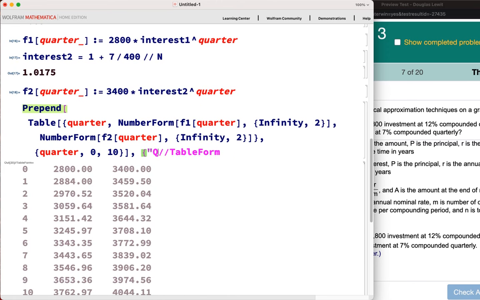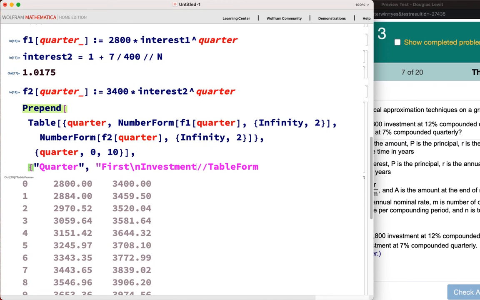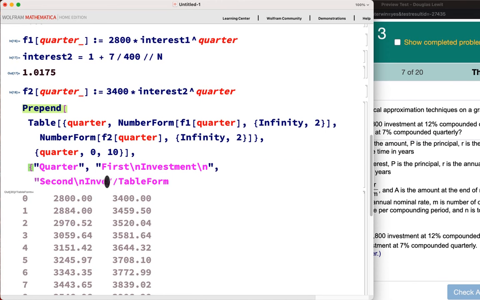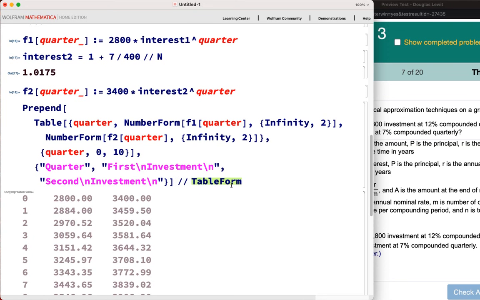Okay, so quarter, first investment, second investment. By the way, the /n simply gives me a new line. All right, and I need to close that.